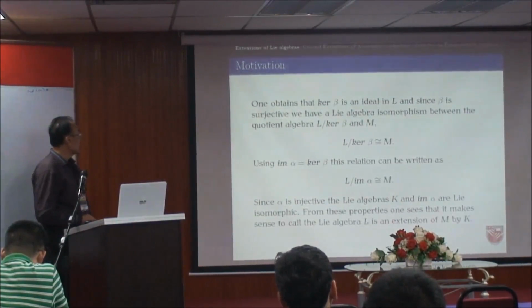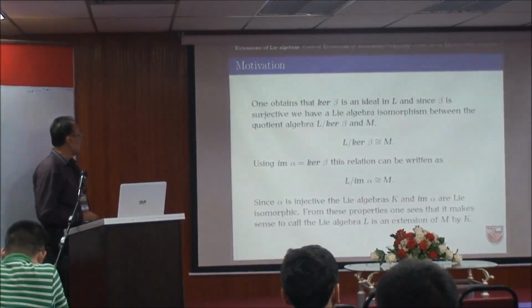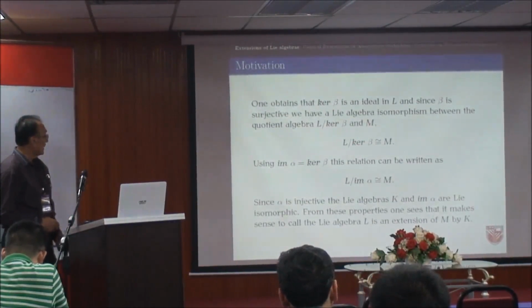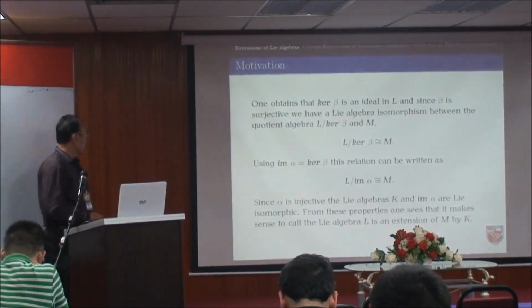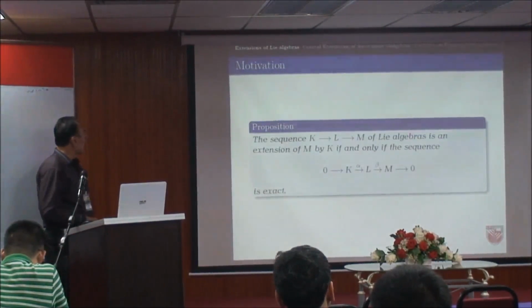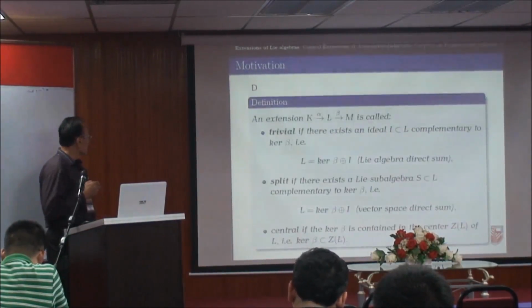So here you can see alpha is injective, kernel of beta is an ideal in L. Then of course you will consider such a quotient algebra which is isomorphic to M because your beta is surjective. So this sequence of three Lie algebras is an extension of M by K if and only if this sequence is exact. This sequence is exact. Okay.